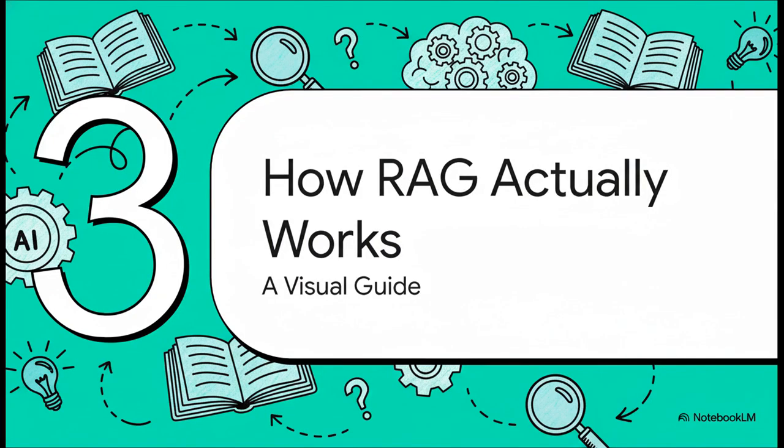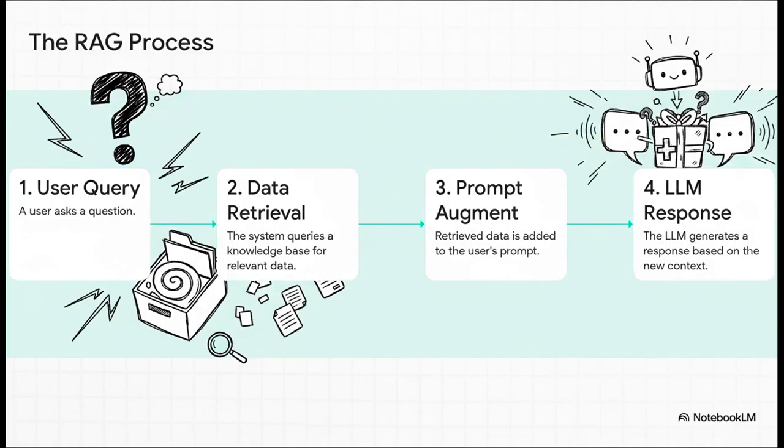All right, that open book test idea sounds awesome in theory, but how does the AI know which page of the book to turn to? How does it find the right information? Let's pull back the curtain and look at how RAG actually works step by step. It's basically a four-step process. First, you ask a question. Simple enough. Second, before the LLM even sees your question, the RAG system searches through a specific knowledge base. This could be your company's documents, the latest news, whatever you've given it.